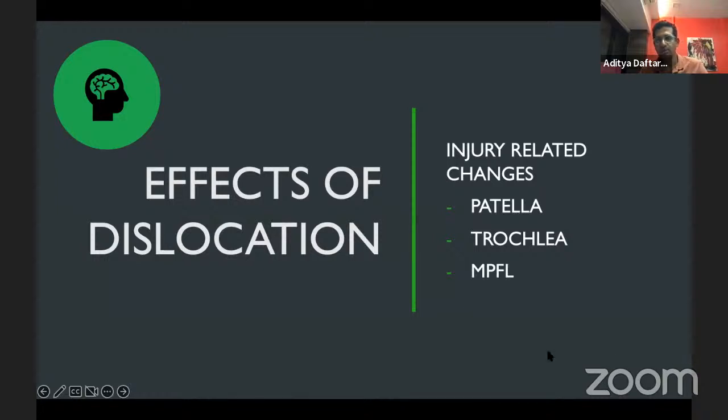So what are the effects of patellar dislocation? Injury-related change. Anytime a patellofemoral dislocation event occurs, we will have changes on the patella, we will have changes on the trochlea, and we will have involvement of the medial patellofemoral ligament, assuming most patellofemoral dislocations are lateral.